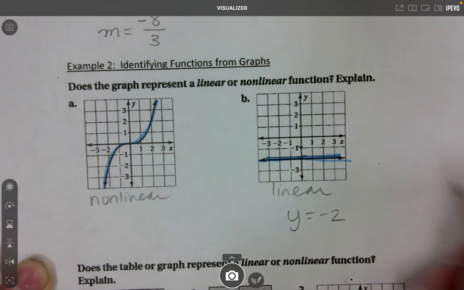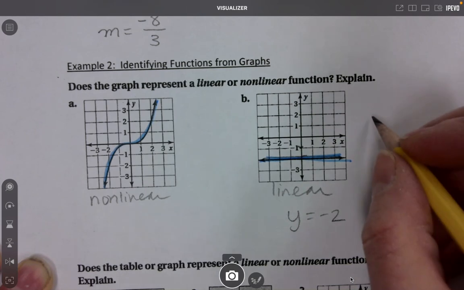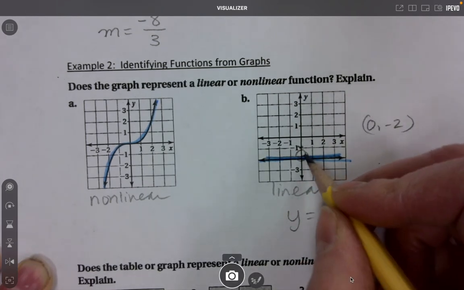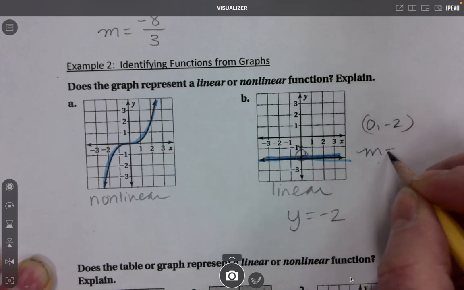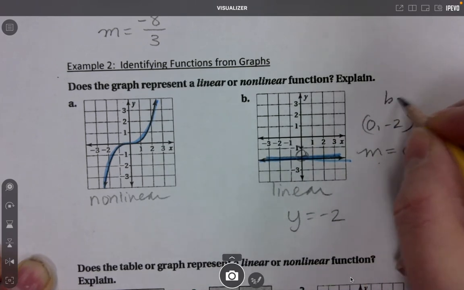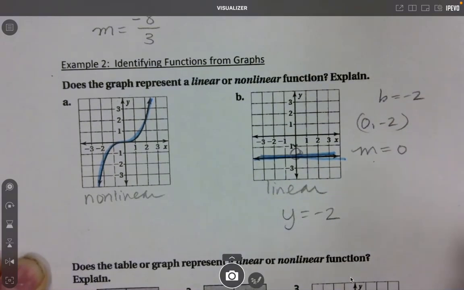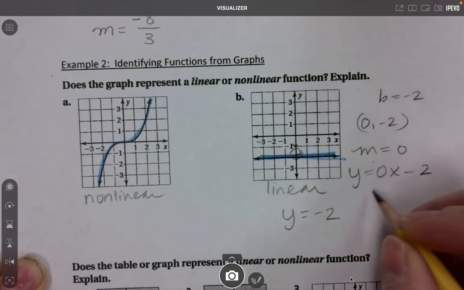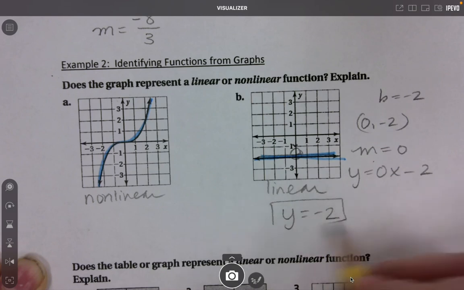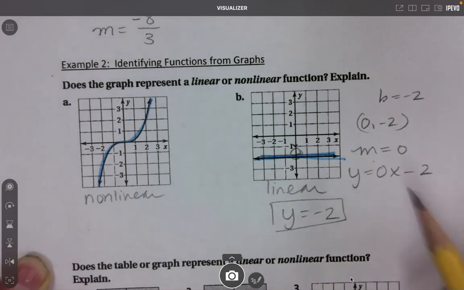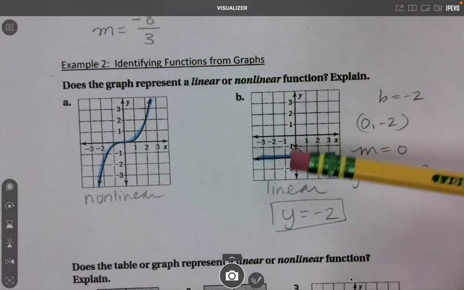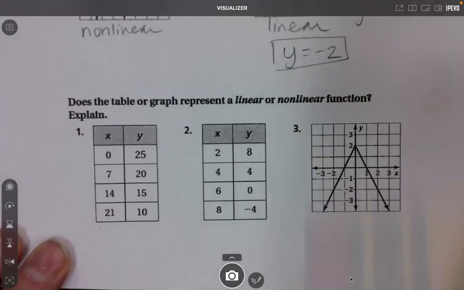We could also think of it in terms of y equals mx plus b. So it's crossing at the 0, -2, and my slope is 0. So if I was going to substitute this into y equals mx plus b, I'd have y equals 0x minus 2, which is just y equals -2. So I think it's good for us on these linear equations to go back and identify slope or think about an equation. It keeps those skills fresh.